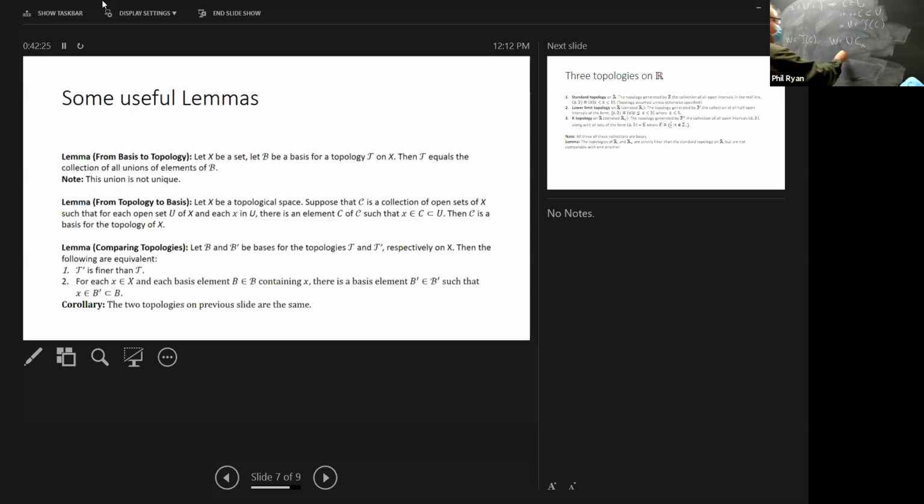But since each C alpha is open, this is actually an element of the topology T. Since the C's are open themselves, an arbitrary union of them is also going to be open in T. So the two topologies are the same. Okay. The next useful lemma is a lemma for comparing topologies.